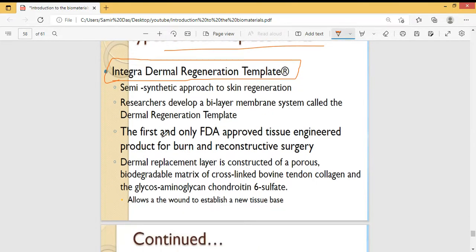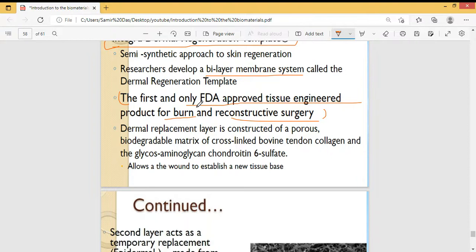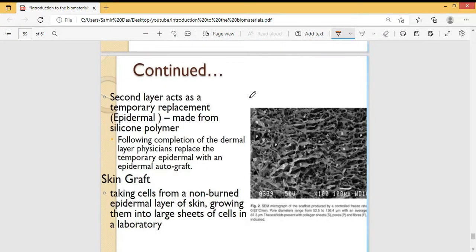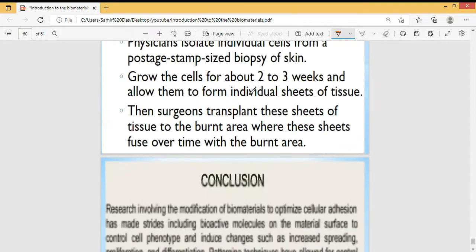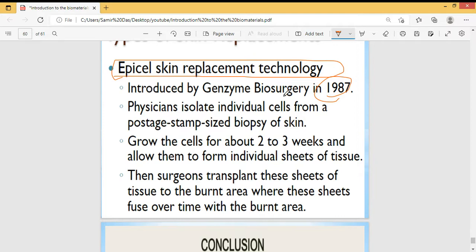So this is the first and only FDA approved tissue engineering product for burn and reconstructive surgery. Please keep it in mind. This is a bilayer membrane system, not a one layer part. And in case of Epicel skin replacement, the cells are grown for about 2 to 3 weeks and then allowed to form individual sheets of the tissue.